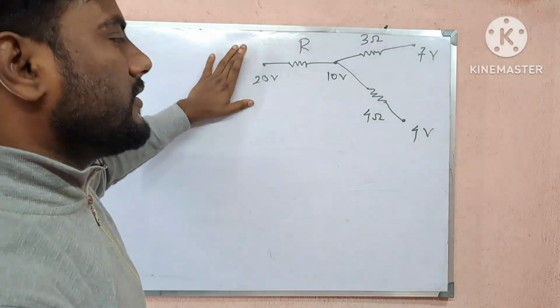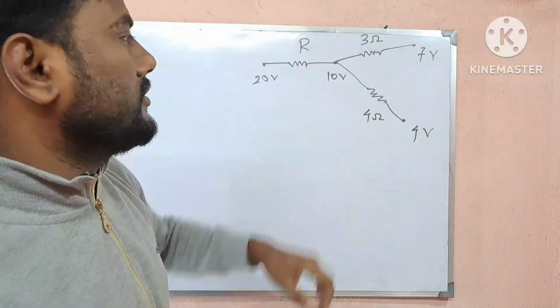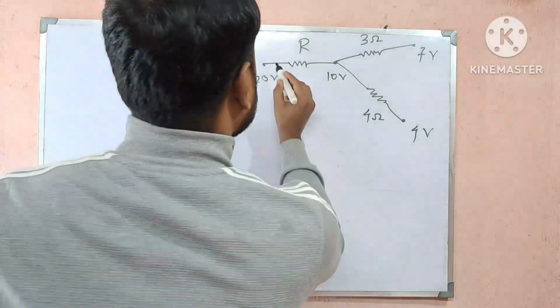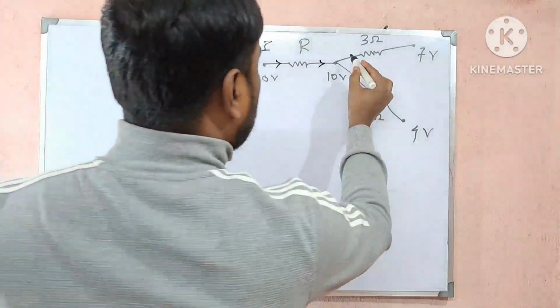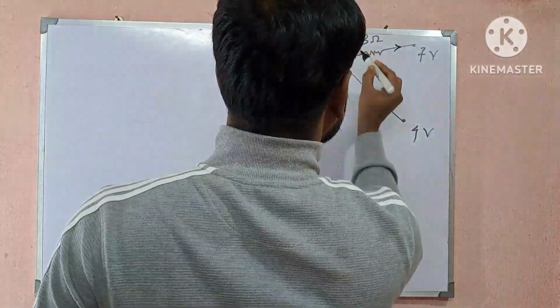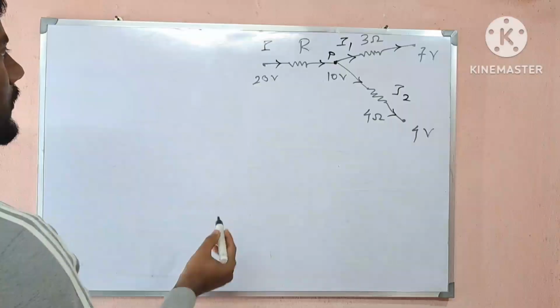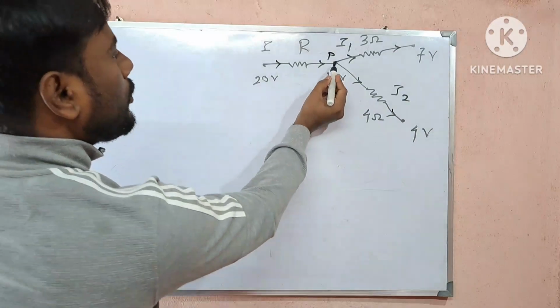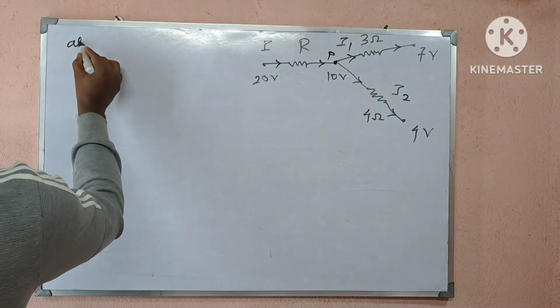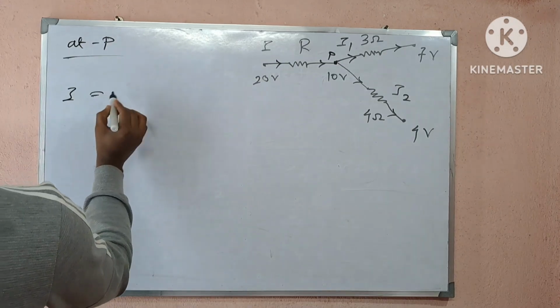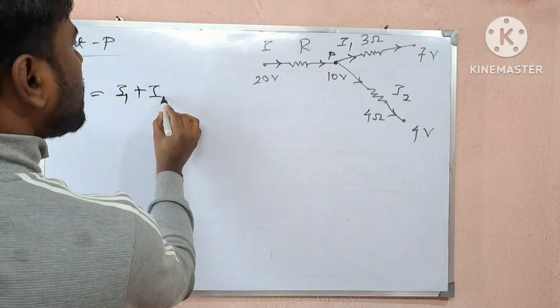So here this end is higher potential. Let's say current will flow in this direction, just same as the previous one. So this is I, this is also I, and it will break in 2 parts, I1 and I2. Let this point be P. So by applying KCL at P, we can write I equal to I1 plus I2.